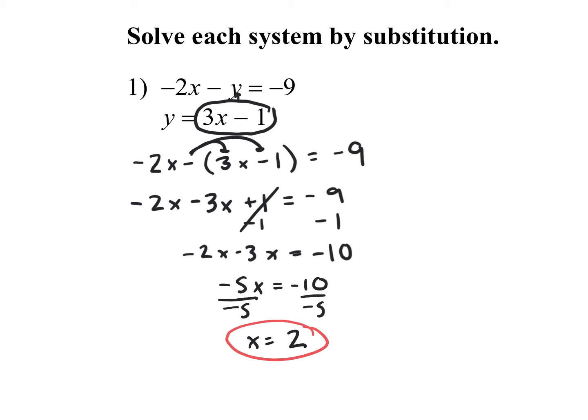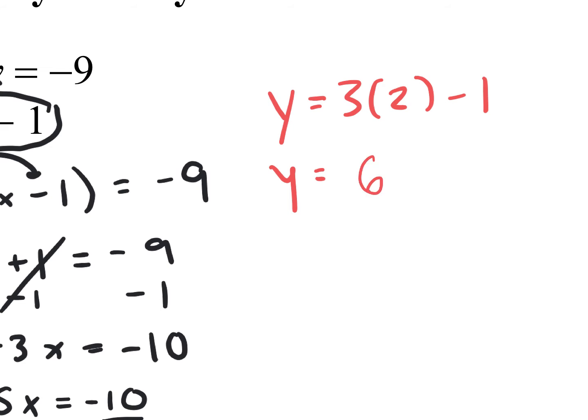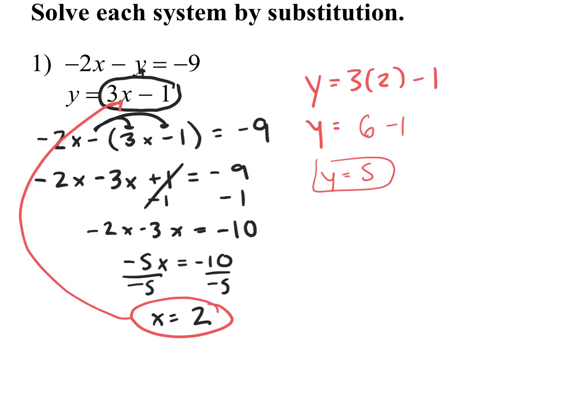What do I do with that? Plug it back in. Do I want to plug it into the first one or the second one? Second. Second one looks a little bit easier, so I'm going to plug it in there. So just make sure you plug it into x. So I have y is equal to 3 times 2 minus 1. So Eli, what should I do first here? 6. And what's 6 minus 1? 5. So I have x is equal to 2 and y is equal to 5.